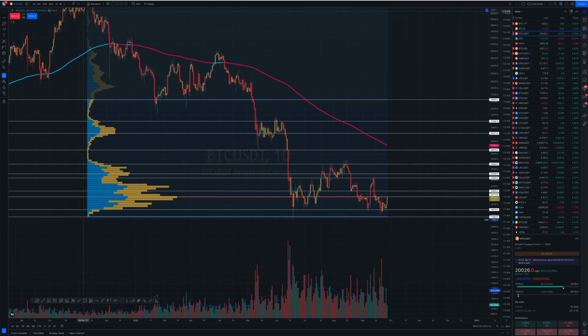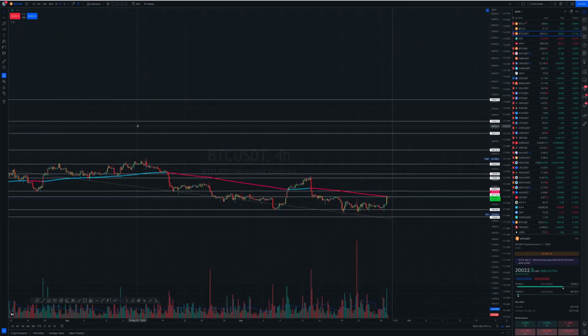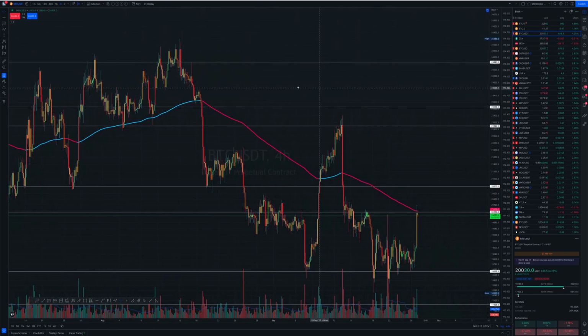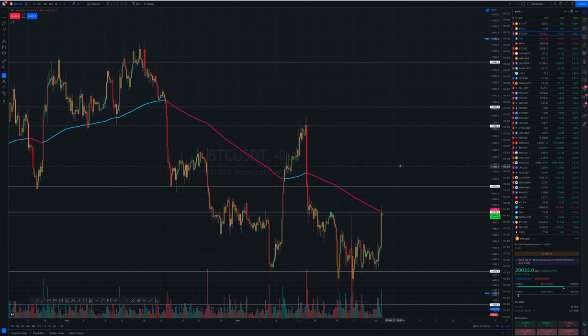So let's go back to the 4 hour. That's the agreement, by the way. And let's reset the chart. Okay. And that's really it. So all we're looking to do now is play the range. Play the range. So if you're currently in Bitcoin, it's sat at 20,000.